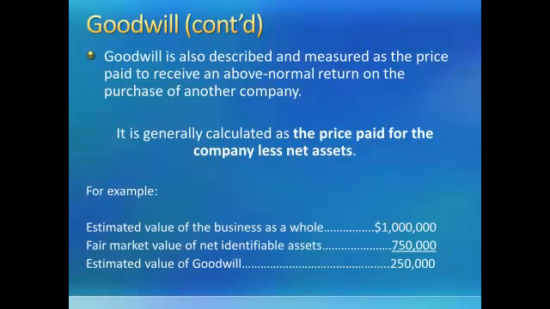Here we have an example of how to calculate goodwill. It's the difference between the estimated value of the business as a whole, or the purchase price, and the estimated fair value of the net identifiable assets. The difference between those two is the amount attributed to goodwill.